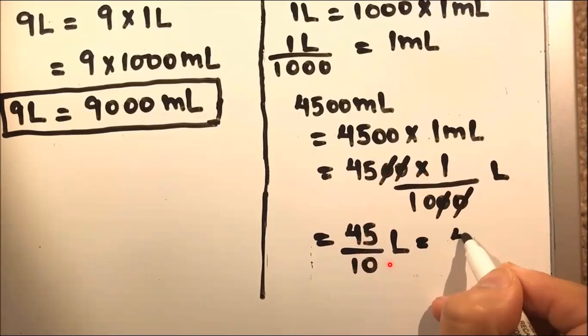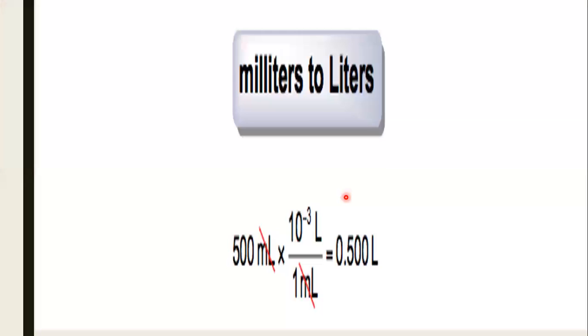Okay, you get the answer 4.5. You have to do the division of 45 over 10 on your rough notebook, and when you do this and check that your answer is 4.5, it means your answer is right, otherwise no. If we convert milliliters into liters, this is an example where you have to divide 500 by 1000 and get the answer. Okay?